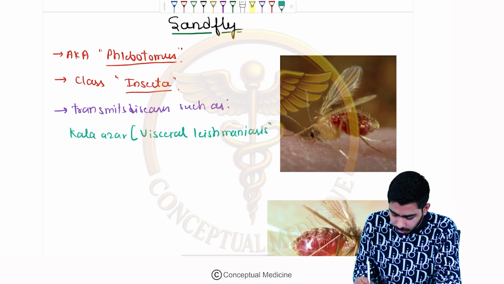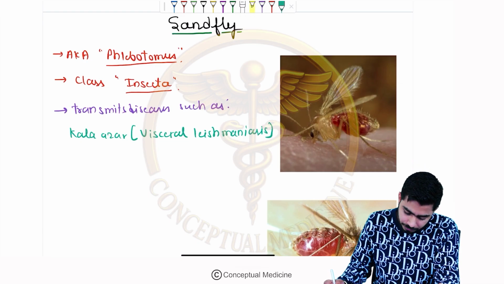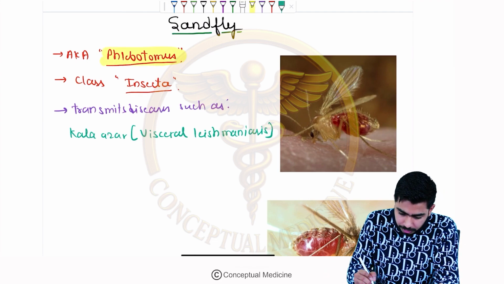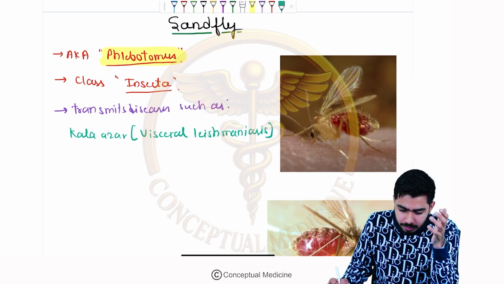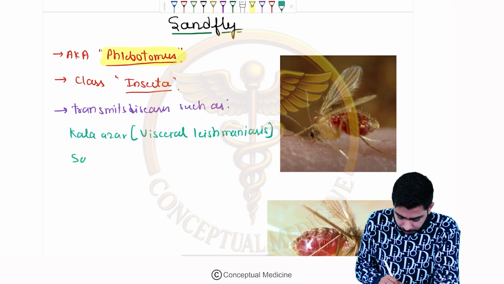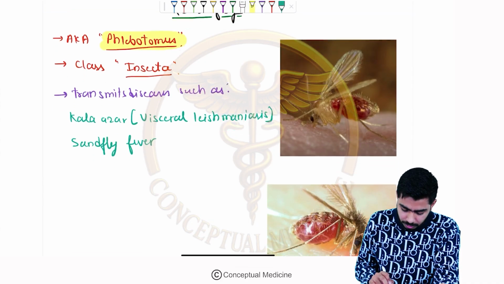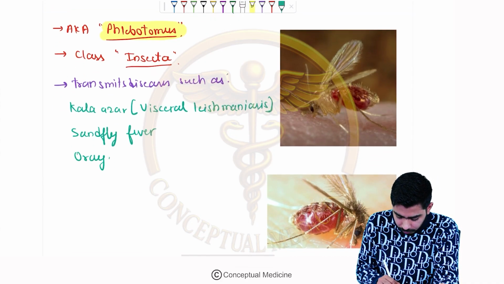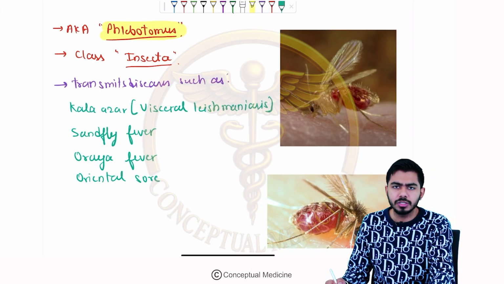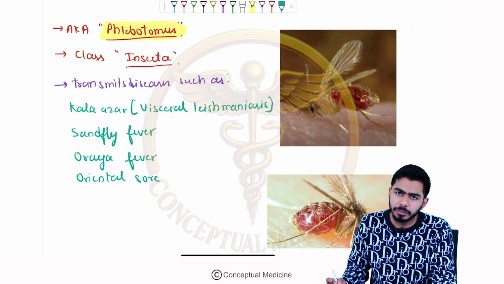Kala-azar is also called the visceral Leishmaniasis, and it is caused by what? It is caused by Phlebotomus, and Phlebotomus is nothing but the sandfly, right? Then the next disease: sandfly is causing the sandfly fever, right? So it might also transmit or cause the disease called sandfly fever. Phlebotomus can also cause Oroya fever, or it might also cause the oriental sore, right? So these are some of the diseases I recommend you remember, right?